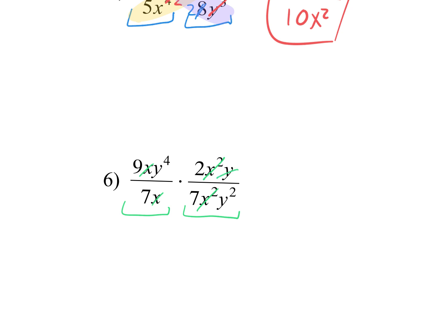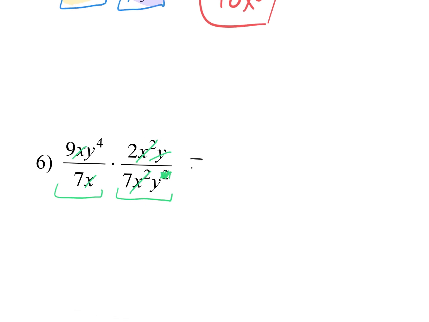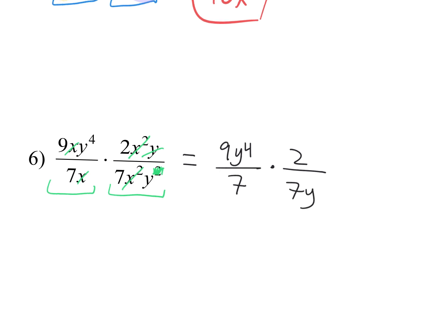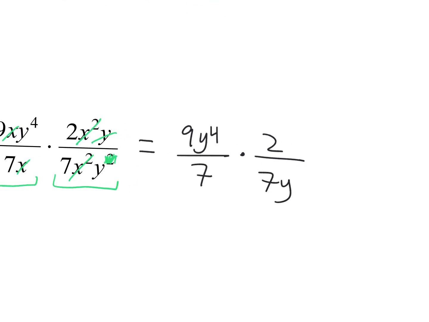And there's 1y on the top, 2y's on the bottom. You can take out 1 from the top and the bottom, so you're just left with 1y on the bottom. So let me just rewrite what we have here. We have 9y to the 4th over 7, and this is times 2 over 7y. So this is what we have so far, and now we begin cross-canceling.